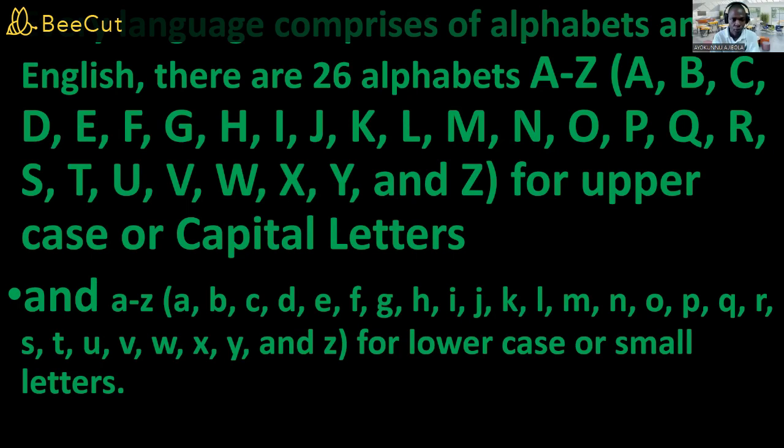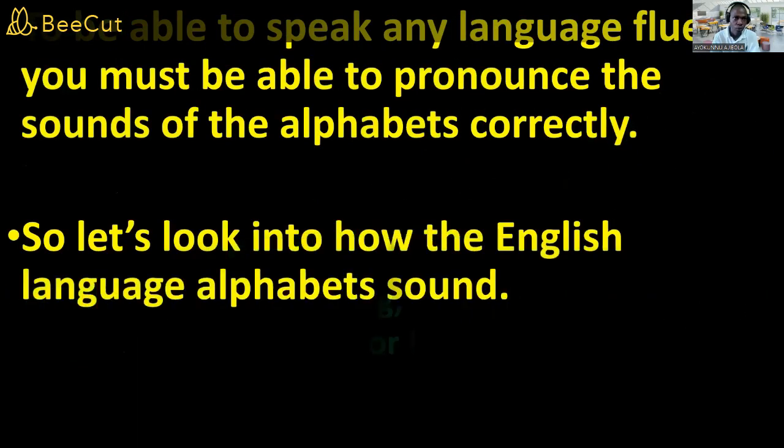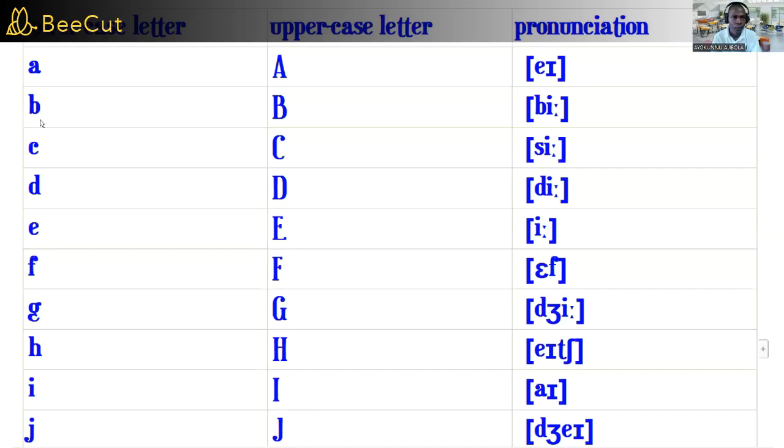Very good. The next thing we have to look at is that to speak any language fluently, you must be able to pronounce the sounds of the alphabet correctly. That is what will lead you into the speech of every form of the words, the sentences, and so on. So let's look at how the English alphabet sounds. Now, look at the first one. We have the uppercase and the lowercase.